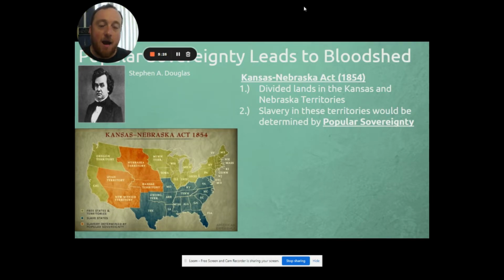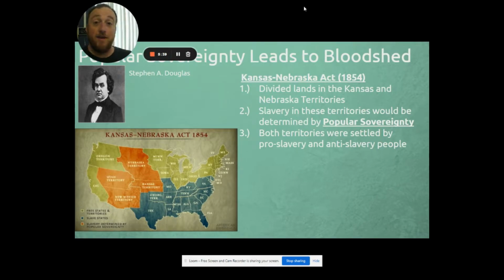This is where that idea of popular sovereignty comes in again. So slavery in these territories is determined by popular sovereignty. Remember, what that means is that the people that live in that territory decide whether or not they're going to be a free territory or a slave territory. They say they do not want the federal government to decide those things. So a lot of people in the federal government that made these laws say, let the people decide. It shouldn't be a federal issue there.